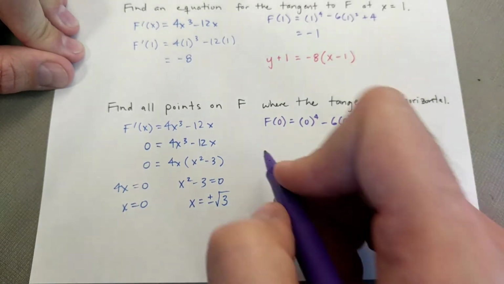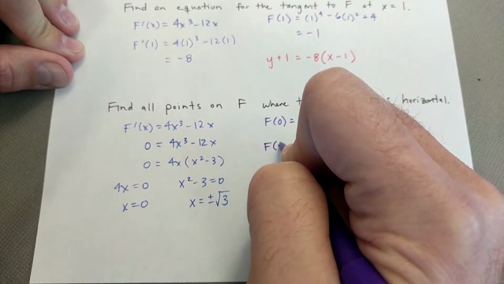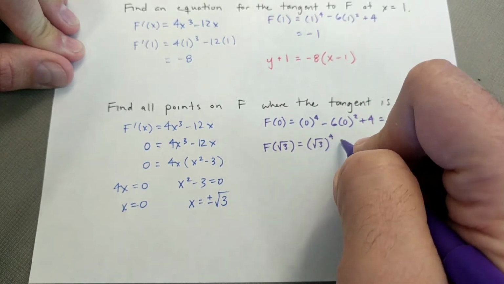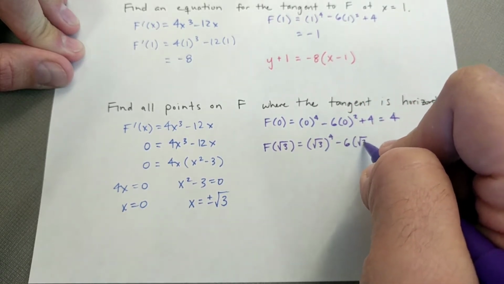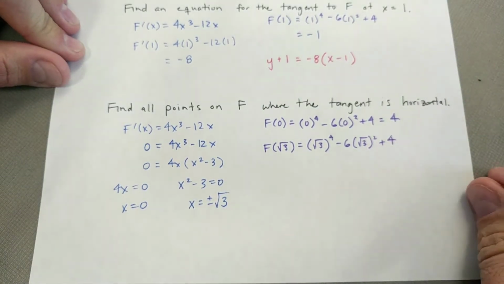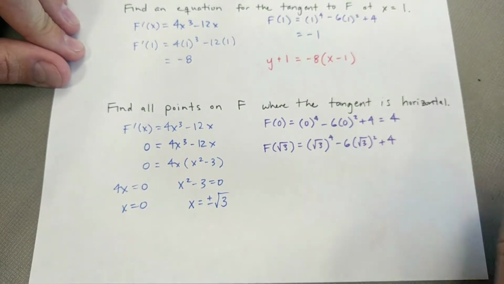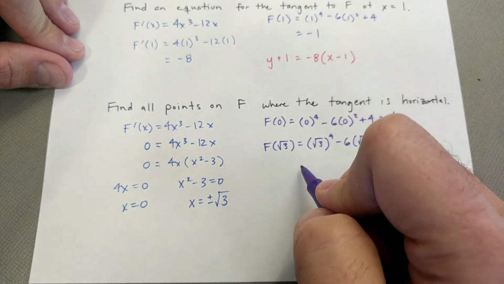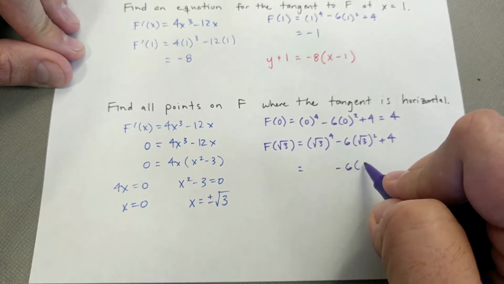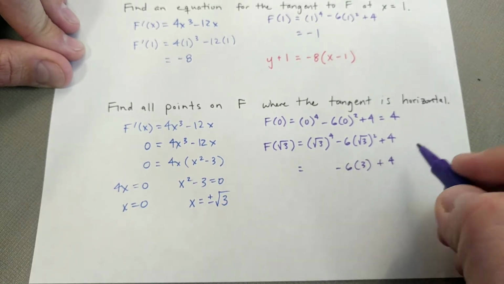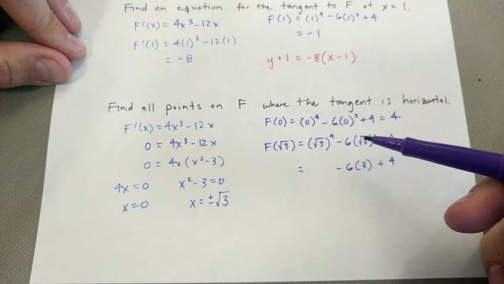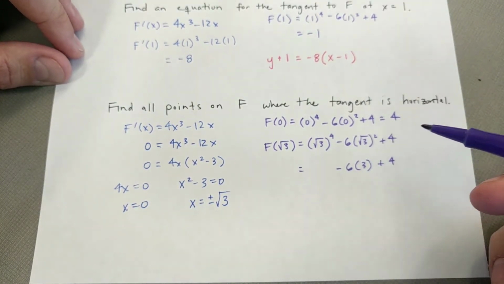Great. Next, we're going to substitute in the square root of 3. So the square root of 3 to the 4th minus 6 times the square root of 3 squared plus 4. Okay, this one's going to take a little bit more thought. So let me knock down the ones that are a little bit simpler. Squaring the square roots, so we're going to get 6 times 3. And then here, that's the square root of 3 times the square root of 3 times the square root of 3 times the square root of 3.